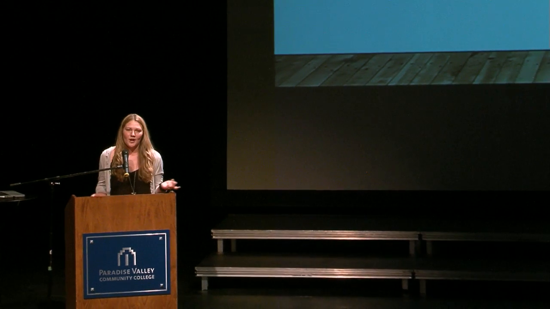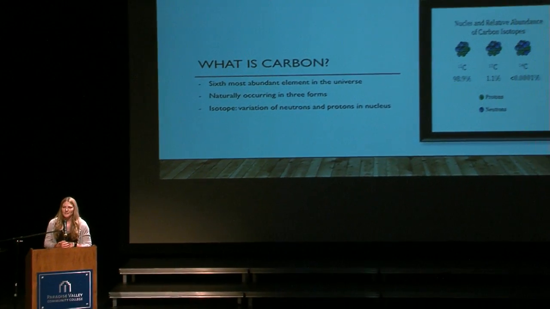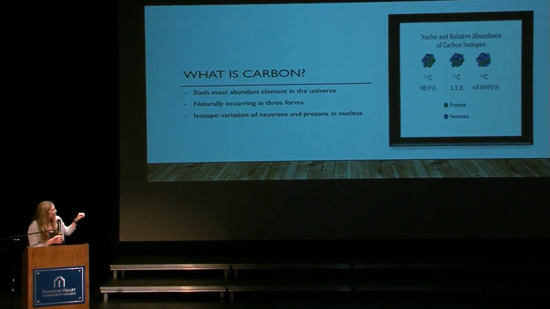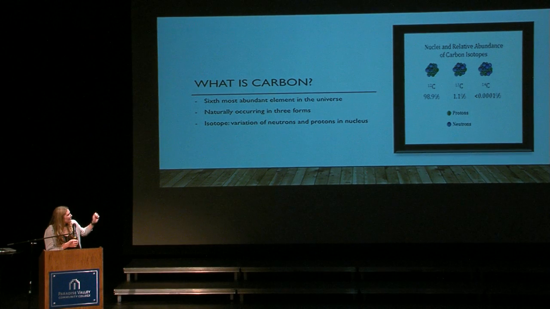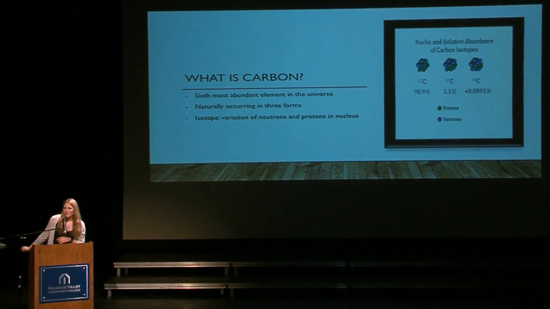So to start with, what is carbon? Carbon is the sixth most abundant element found in the universe. It consists of 3 different known isotopes. And so there's carbon-12, carbon-13, and carbon-14. The one that we're going to be looking at today more closely is carbon-14.